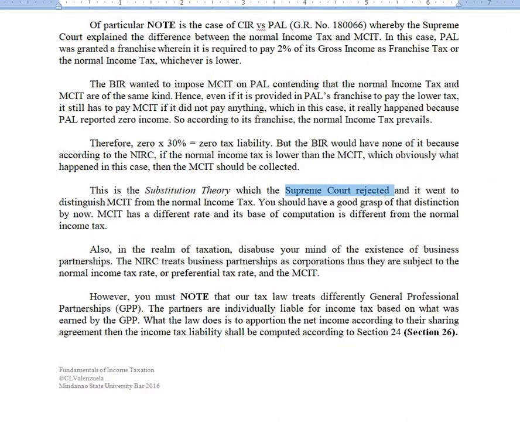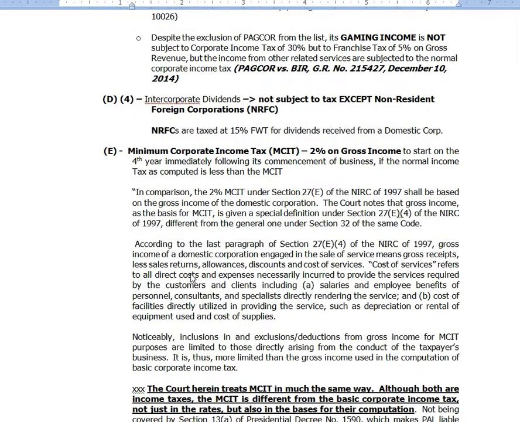It went on to distinguish MCIT from the normal income tax. Now, here you go. In comparison, the 2% MCIT under Section 27 of the NIRC shall be based on the gross income of the domestic corporation. The court notes that gross income as the basis for MCIT is given a special definition under Section 27E(4) of the NIRC, different from the general one under Section 32 of the same code. So let's go there.